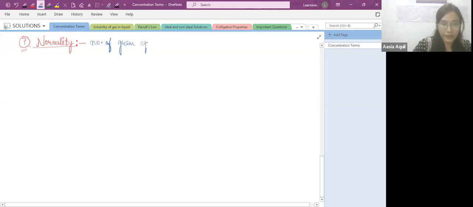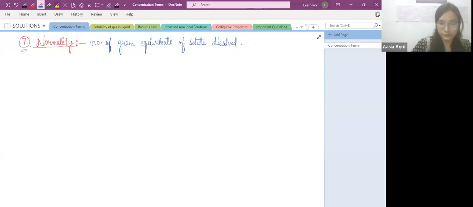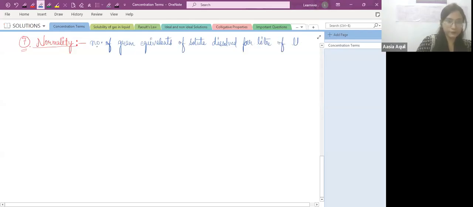Number of gram equivalents of solute dissolved per liter of the solution at a certain temperature.